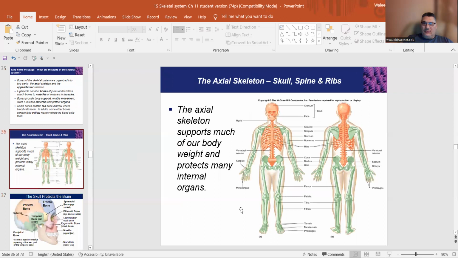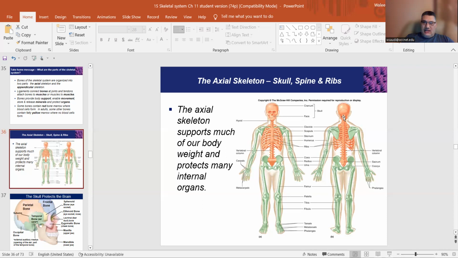Now look at this picture. The orange is the axial skeleton: skull, chest cage, like ribs. It's not just the ribs. There is also the sternum here. This bone in the front here, in the middle of the front of your chest. It's called sternum. And the vertebral column, which is this.